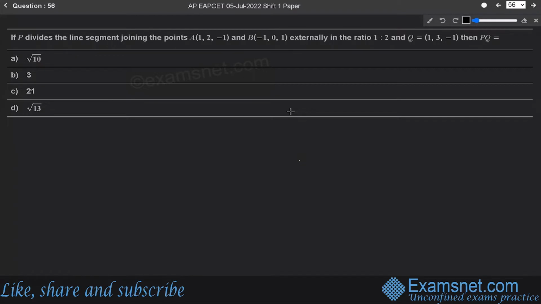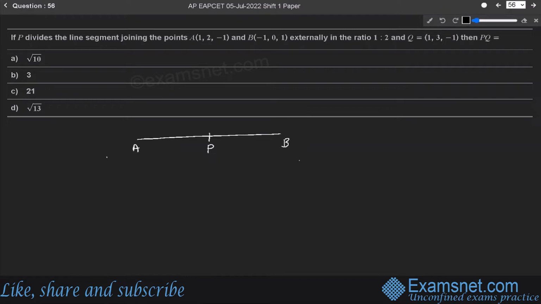Next question is, if P divides the line segment joining the points A (1, 2, -1) and B (-1, 0, 1) externally in the ratio 1:2 and Q is equal to (1, 3, -1), then PQ is equal to. It is given that P divides a line segment AB. So let this be the line segment A and B. P divides, it means that P is the midpoint.